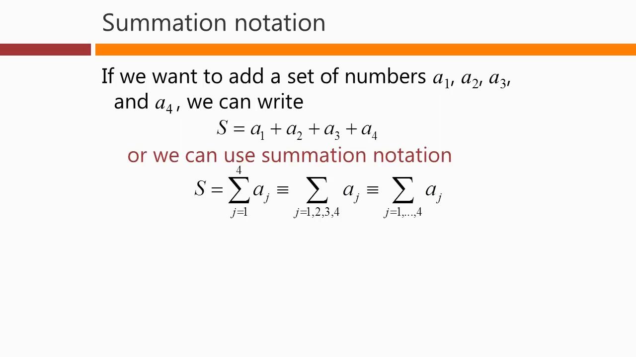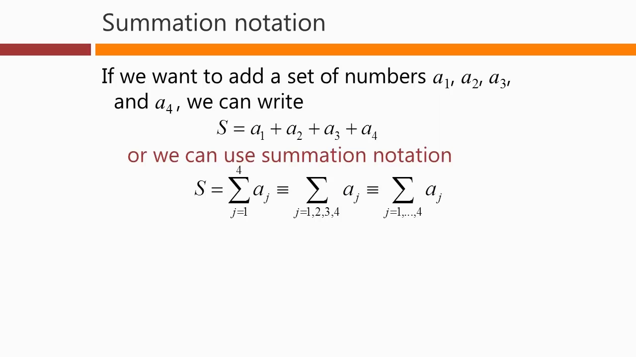The summation notation is based on the use of the Greek uppercase sigma, which is an S, of course, in Greek. One way of writing that would be to say that this sum S here is the sum from j equals 1 to j equals 4 of the terms aj. So that would be a1 plus a2 plus a3 plus a4.